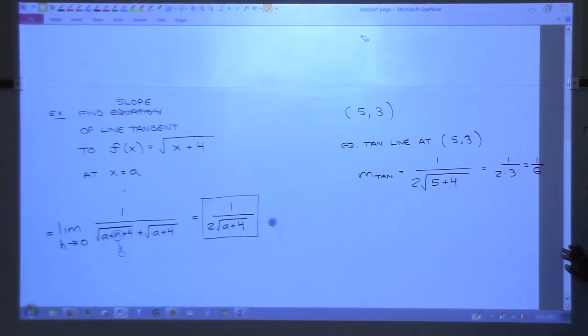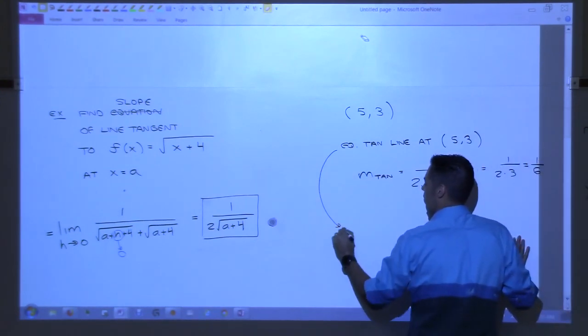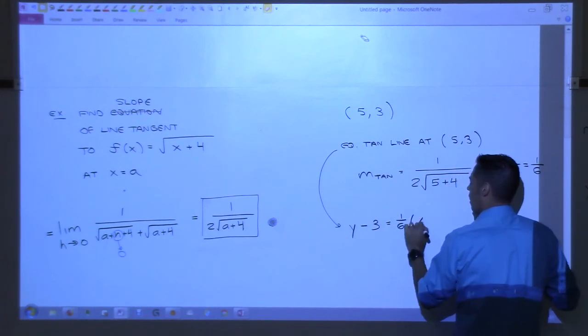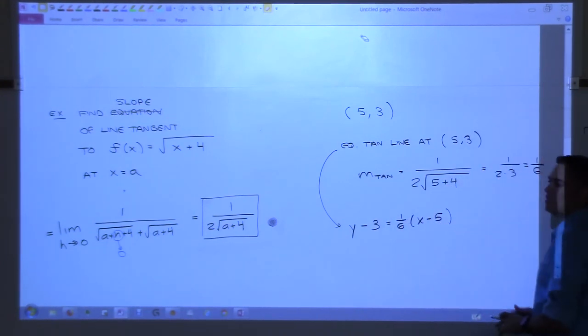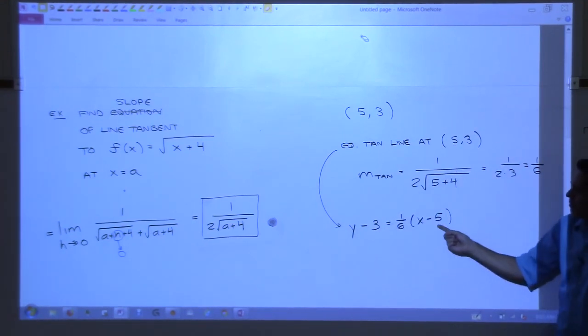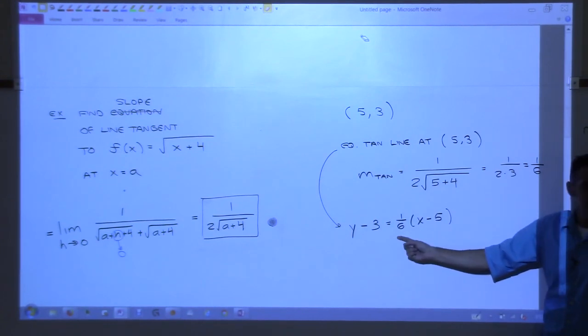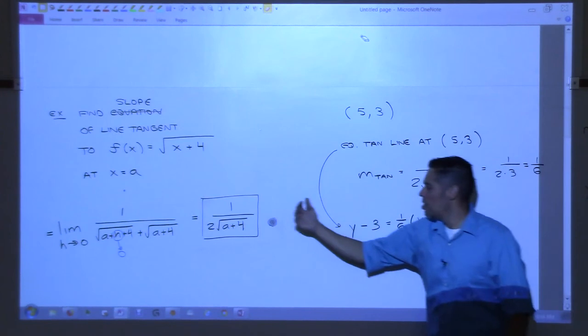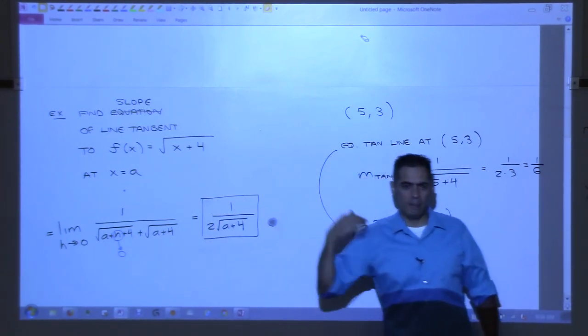So that means the equation is y minus 3 equals 1/6 (x minus 5). I'm just using this formula here. I know the y coordinate, I know the x coordinate, and I know the slope of the tangent line. And I could do that for any point now. Someone giving me another point on that line, I can just keep on reusing this formula over and over and keep on spitting out equations.